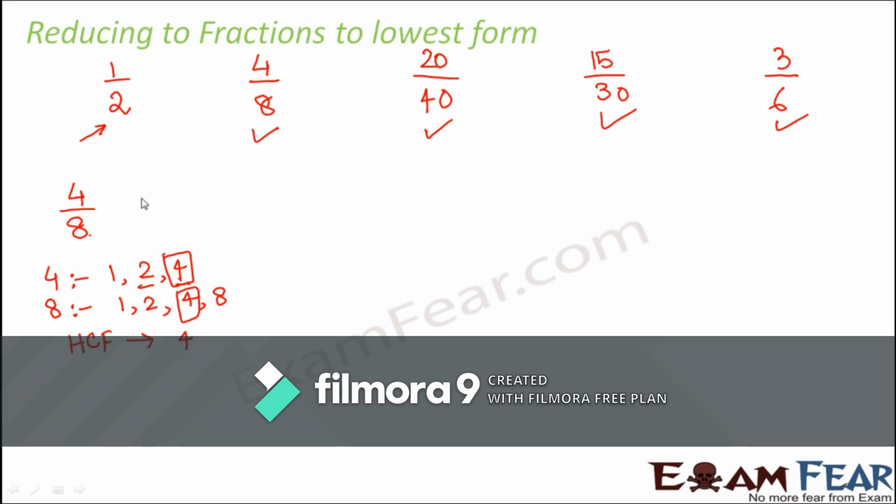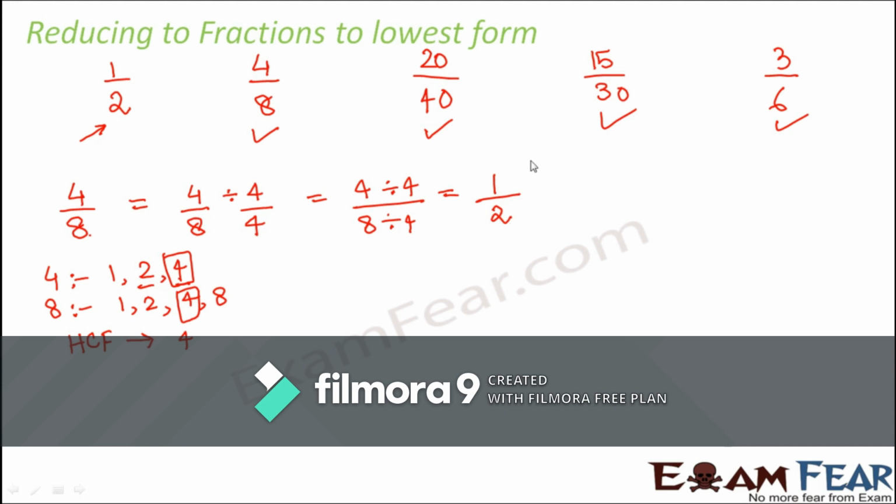Now what do we do? We divide the numerator and the denominator by 4. So we divide the numerator by 4. We also divide the denominator by 4. So 4 divided by 4. What is 4 divided by 4? Yes, it is 1. And what is 8 divided by 4? That is 2. So 4 by 8 is reduced to 1 by 2.